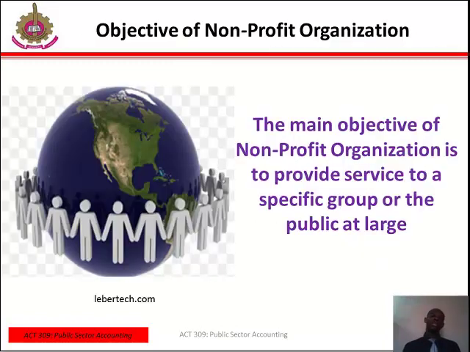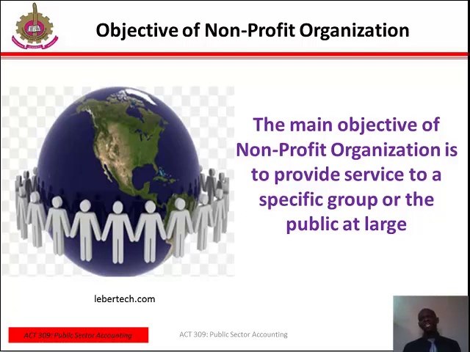Let's move on as we talk about the objectives of non-profit organizations. Non-profit organizations are mainly established for the purpose of achieving good welfare of the society. They are set up as charitable institutions which function without any profit motive. Their main objective is to provide service to a specific group or the public at large. Normally, they do not manufacture, purchase, or sell goods and may not have credit transactions.